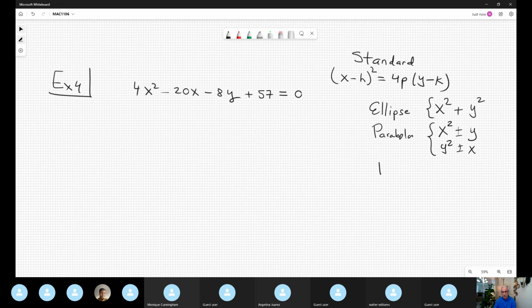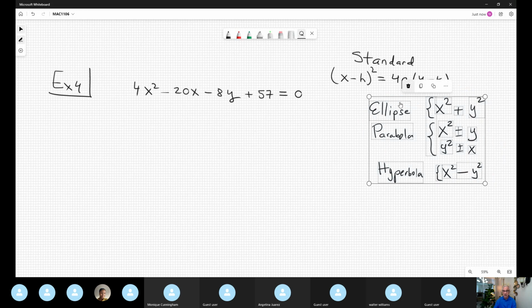And the hyperbola that we studied a few seconds ago is very similar to the ellipse. It's x squared, y squared, but minus in between. That's it. It's the identification. After that, you try to do your best doing algebra in order to express the given equation, which normally is confusing, in a standard form.